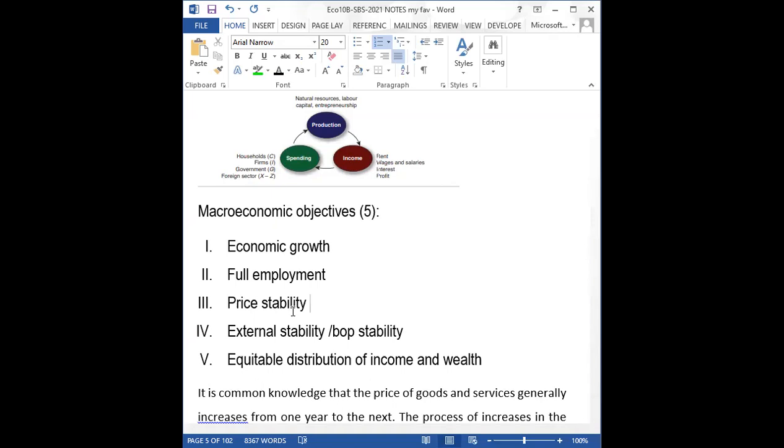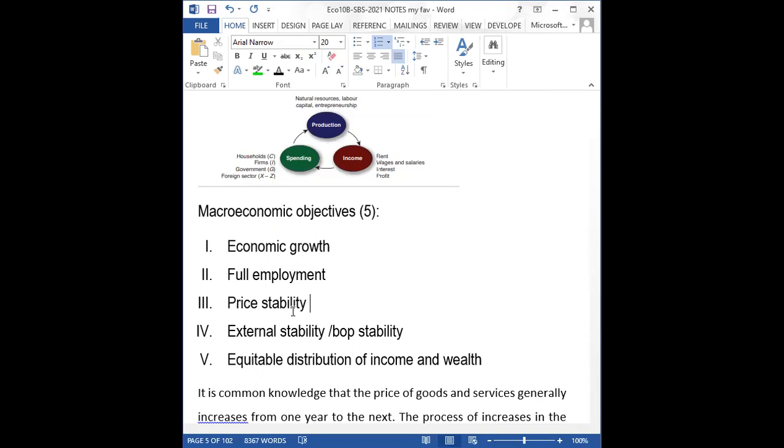Then we have external stability. With external stability, we're looking at the trade taking place between the local economy and the external economy. We understand that no economy can exist in isolation. South Africa needs to consume goods and services coming from other countries, from China. You're using Apple iPhones from the United States, Android phones from China, and different elements in your homes that are coming from other countries.